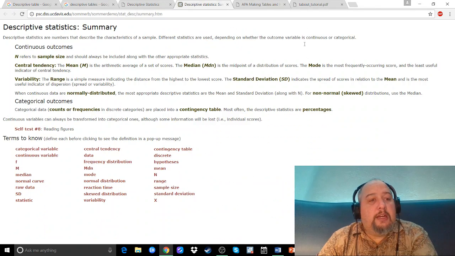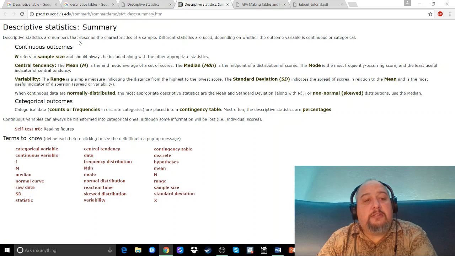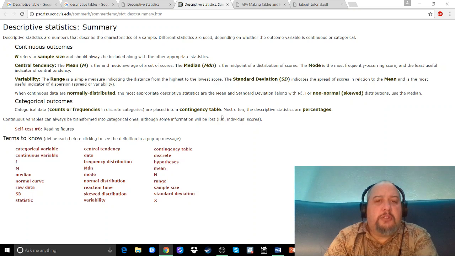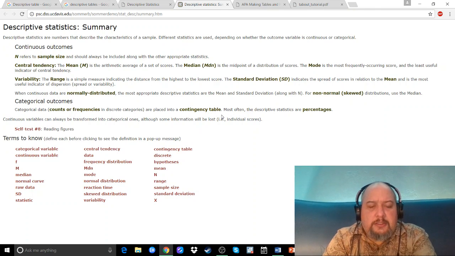Another place that I would suggest you go to actually makes that distinction, and it shows descriptive statistics are numbers that describe the characteristics of a sample. If you have continuous outcomes, if you have categorical outcomes, and they even talk about how in a categorical outcome, the data is placed in what they call a contingency table. And so we start having these different terms. And we're going to talk about contingency tables also in a later video.